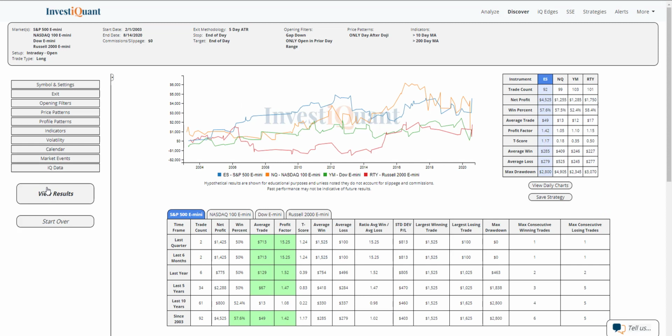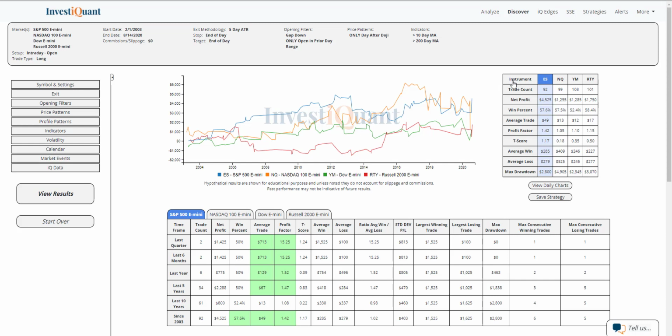And here we go. So these are the results of going long at the open of regular trading hours when gapping down in the prior day range. So you're opening within the prior day's range, but lower than the prior day close after a doji candlestick that closed above a 10 and a 200-day moving average. Historically, that has happened 92 times in the ES, 99 in the NASDAQ, 103 in the YM, and 101 in the Russell, dating back to 2003.